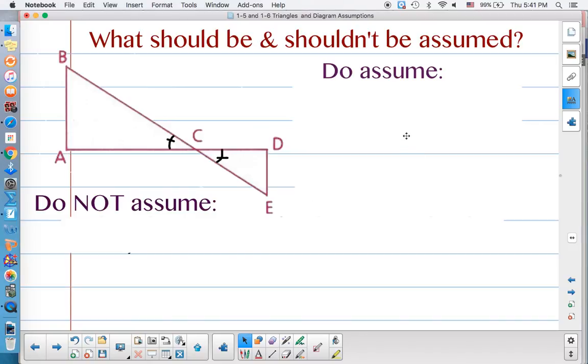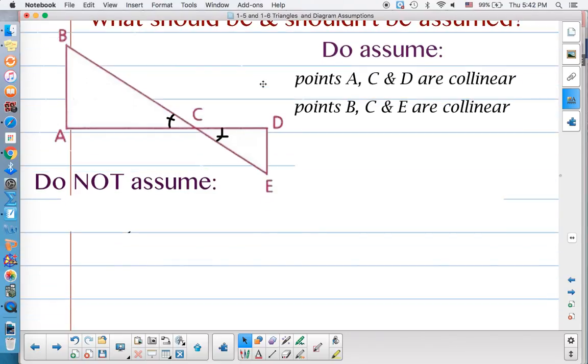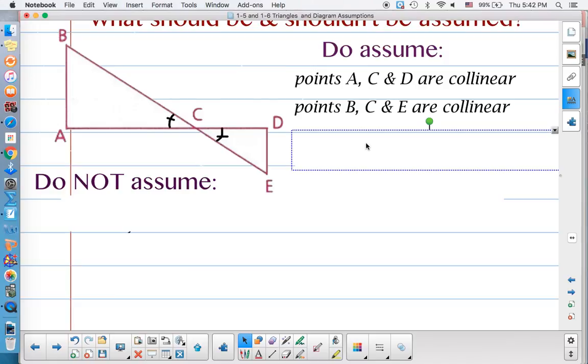Things we could assume on this diagram. The first thing we could definitely assume, or maybe not the first thing, but something, is that points A, C, and D are collinear. Same for the other 3 points that appear to be on the physically same straight piece. Points B, C, and E are collinear. We could also assume some things about what's not collinear.